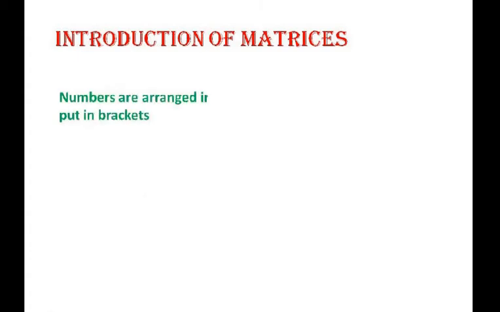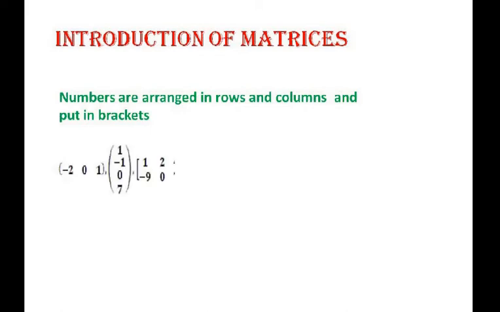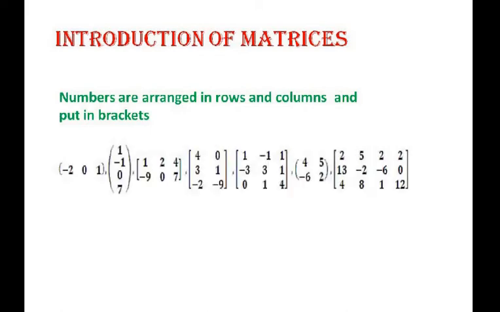introduction of matrices. We know that numbers arranged in rows and columns and put in brackets is known as a matrix. Here we see some examples, and one more thing we learned is how to write the order of a matrix: number of rows into number of columns. We read it as number of rows by number of columns.